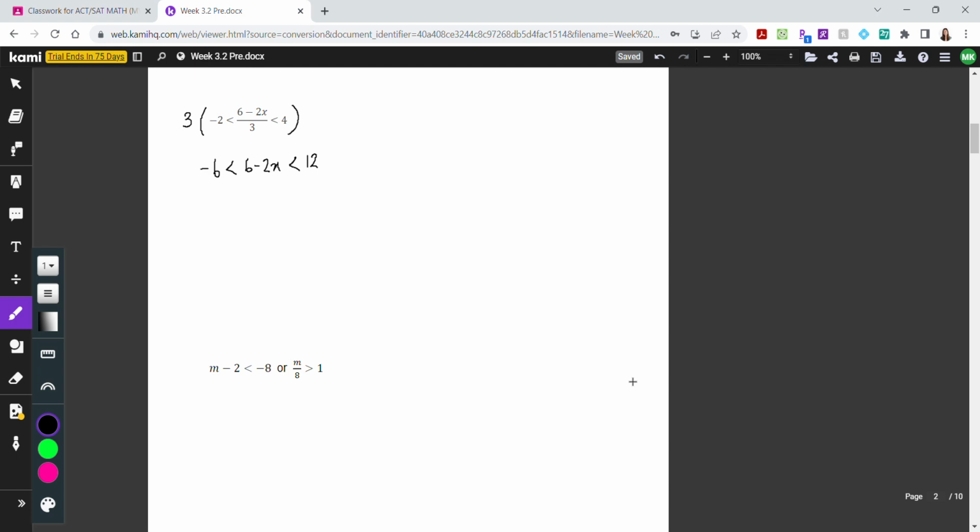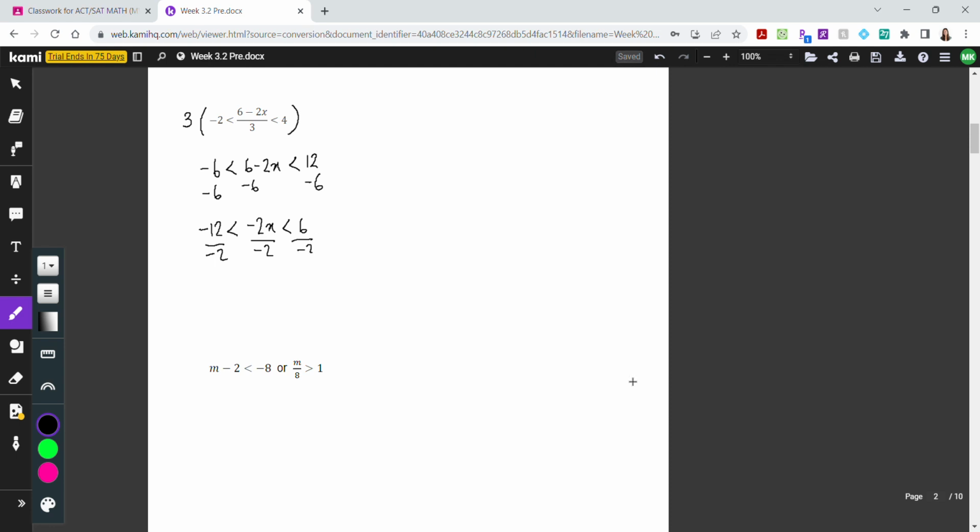Now from here, I want to isolate negative 2x, so I'm going to subtract 6 from all parts, as you can see. And now we get negative 12 is less than negative 2x is less than 6. And then, look, now we have to divide everything by a negative number.